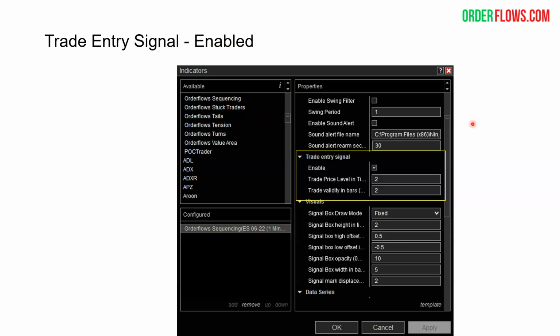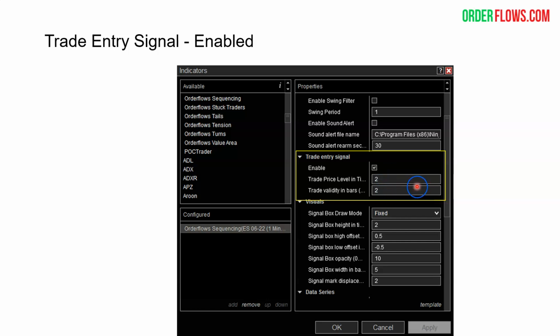Now, the other thing I want to talk about, one of the settings that's important, is the trade entry signal. What the trade entry signal does, I have this on all my indicators, is it confirms whether you should take the trade or not based on what happens in the subsequent bars where there's a signal generated. And you could adjust it, you could enable it, you could disable it, you could adjust how many ticks the market's got to move over how many bars.